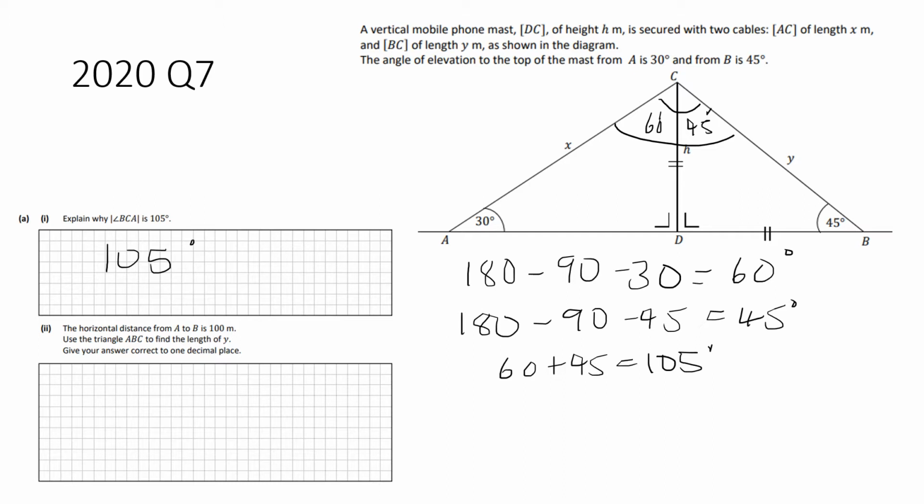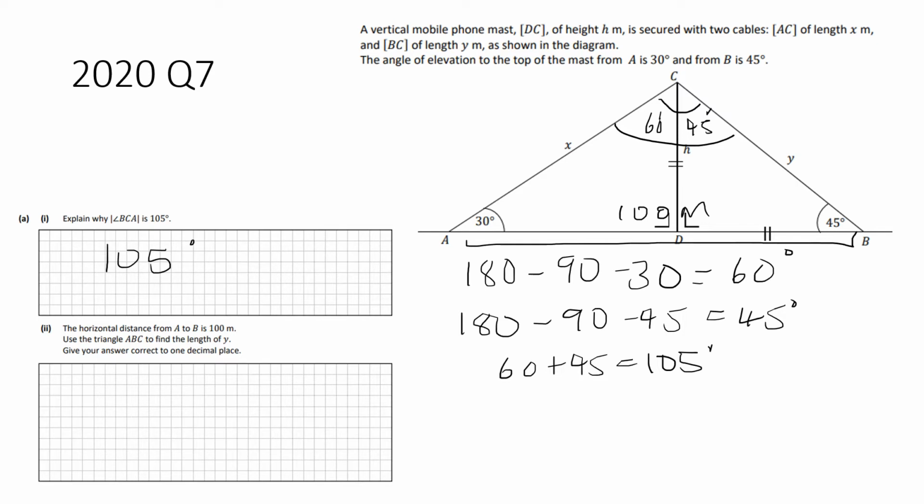Part 2 then. The horizontal distance from A to B, so the distance from here to here, is 100 meters. Use the triangle ABC to find the length of y. So you're trying to find the length of here. Give your answer correct to one decimal place.